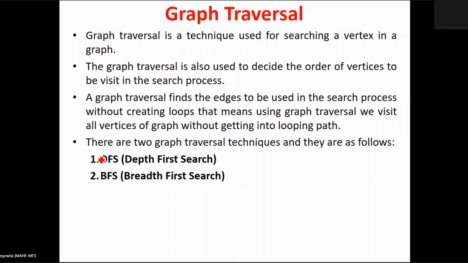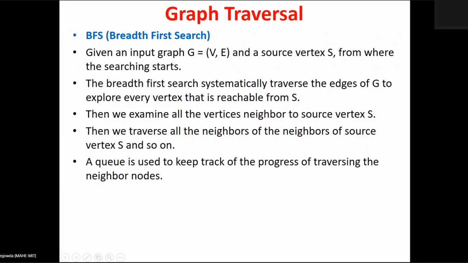There are two graph traversal techniques used for visiting the nodes or searching the vertices: the DFS algorithm and the BFS algorithm. DFS stands for depth first search algorithm and BFS is the breadth first search algorithm. These two make use of different data structures for the traversal, the stack and the queue. We'll see them one by one. The first one is the BFS algorithm, the breadth first search algorithm.